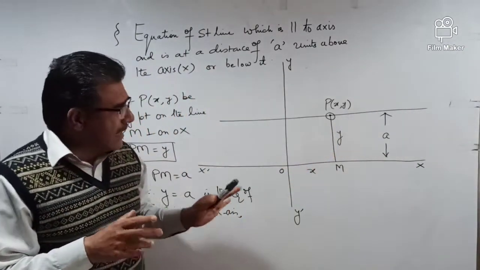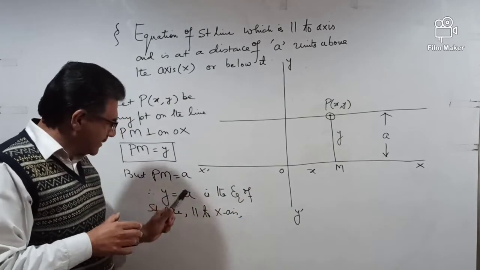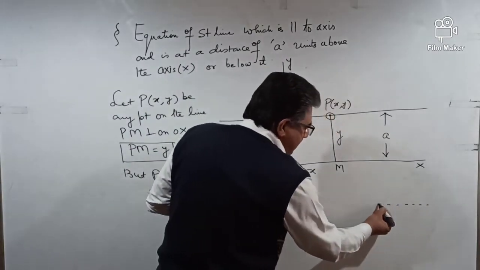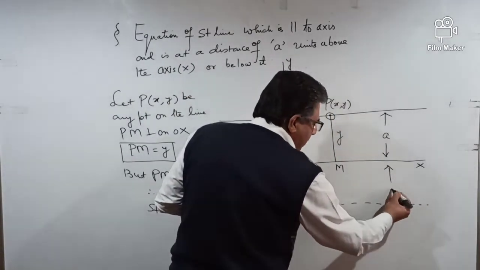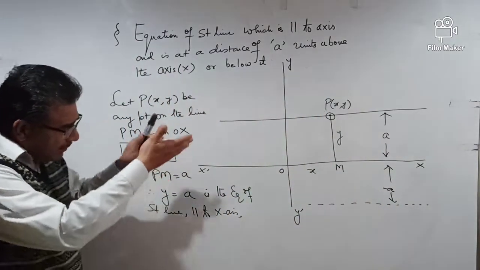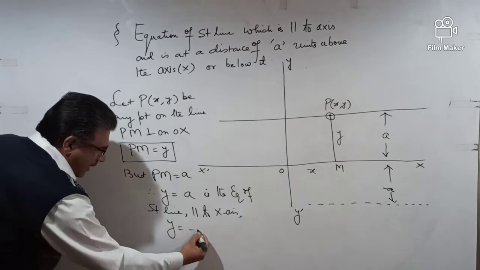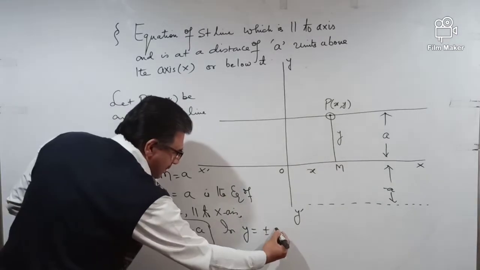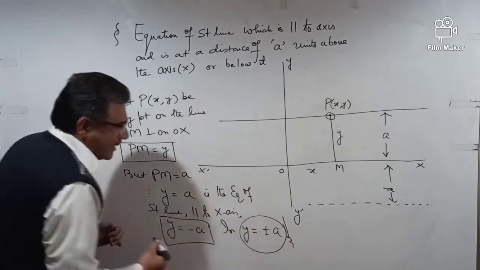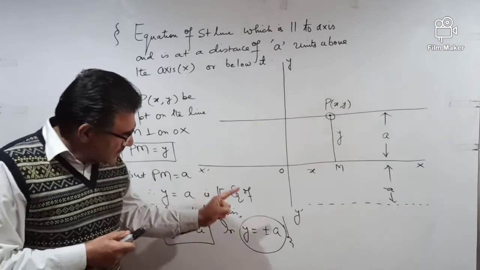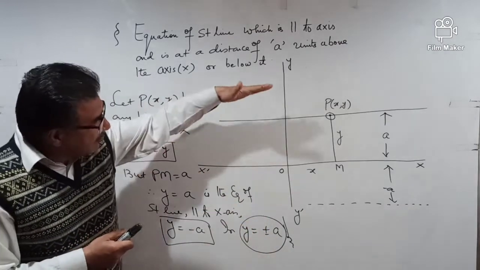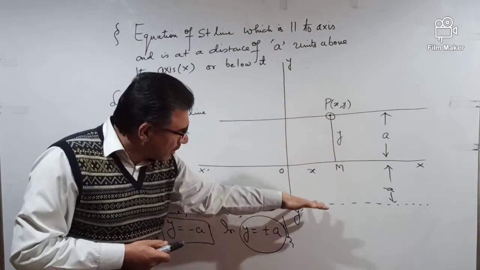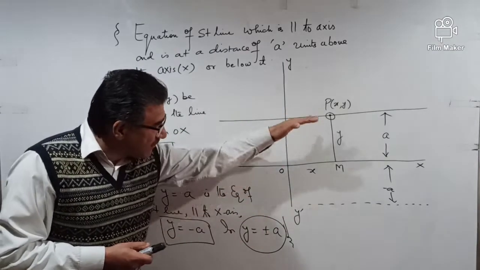Now you have to remember, any equation parallel to the x-axis will be of the type y equals a. If we take the distance in this direction, below, then we have to come down, so we will write y equals minus a. So in general we write y equals plus or minus a. It is the equation of the straight line parallel to the x-axis and at a distance of a units either above it or below it. If it is above, we write plus a. If it is below, we write minus a.